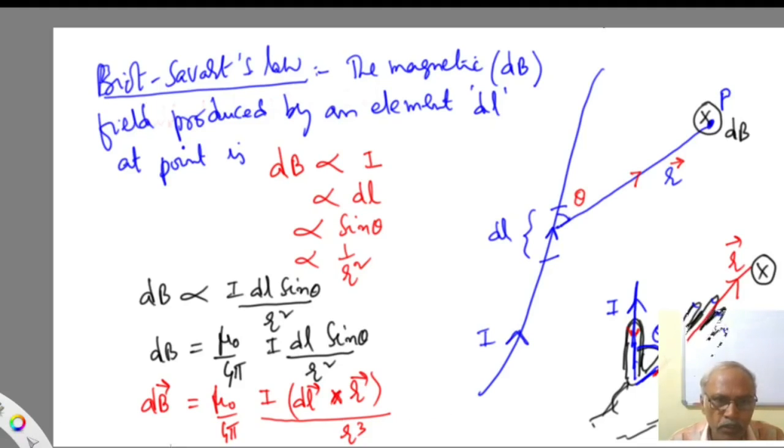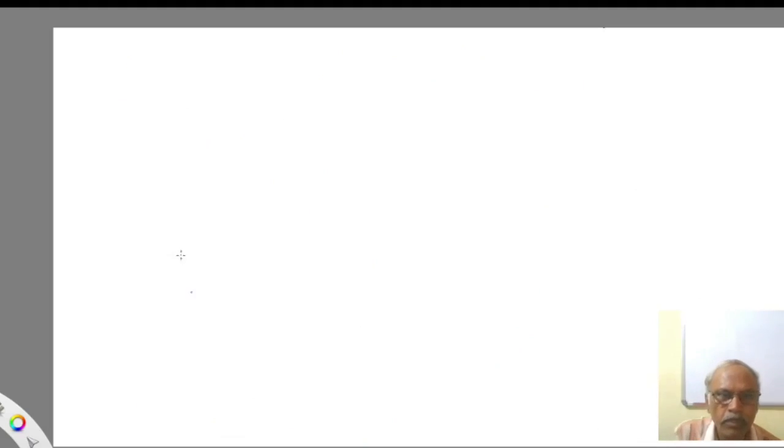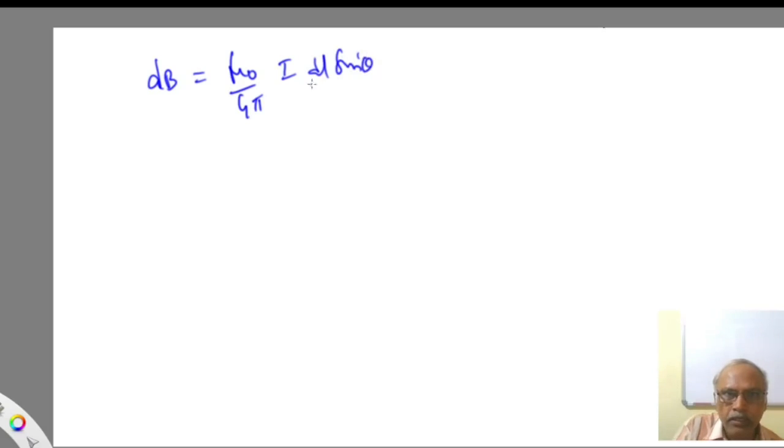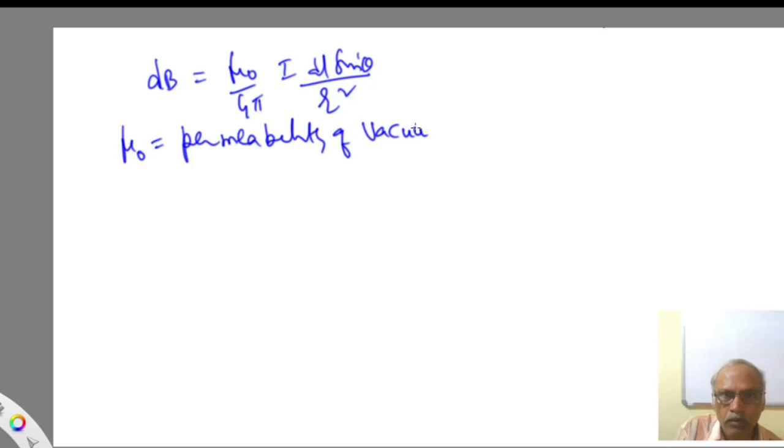So mu naught is called permeability. So the magnetic field dB is equal to mu naught by 4 pi I dl sin theta by r square. Here mu naught is the permeability of vacuum, and we assume that there is a vacuum around the conductor.